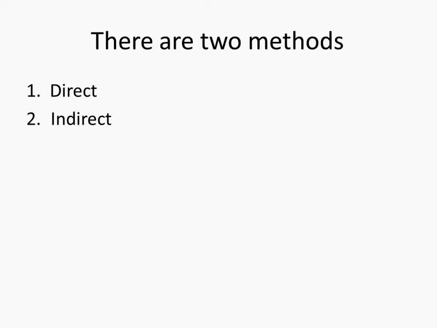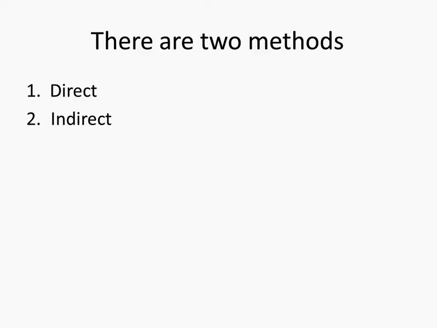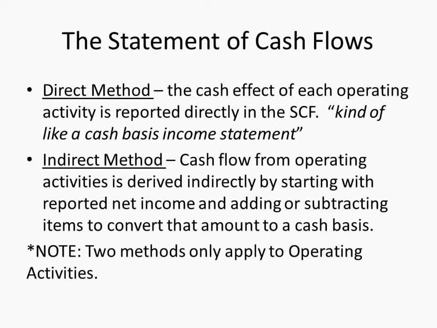Okay. So we have two methods for reporting the statement of cash flows. I was getting ahead of myself. We have the direct method and the indirect method. The direct method shows us the cash effect of each item that's on the income statement, and that is reported directly on the statement of cash flows. I wrote here, kind of like a cash basis income statement.